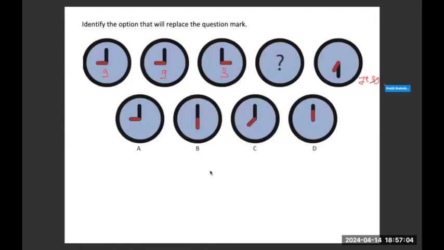So the difference between the first and the second is either 0 hours or 12 hours. The difference between second and third is 6 hours. We don't know this one because we have to guess it, but the difference between the third and the fifth figure is actually 4.5 hours.